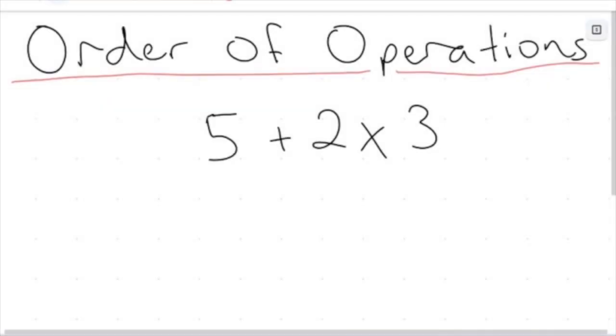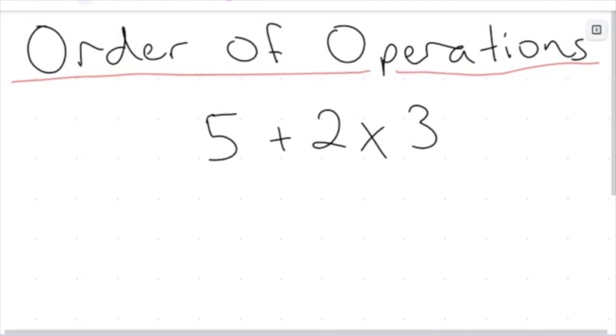Hey everyone, so this is now our final video in this particular series, and what we're going to do here is tie together everything we've learnt so far about addition, subtraction, multiplication, division, and talk about what we call the order of operations. Now, I've written a question here, 5 plus 2 times 3, and I want to take a little bit of a look at this.